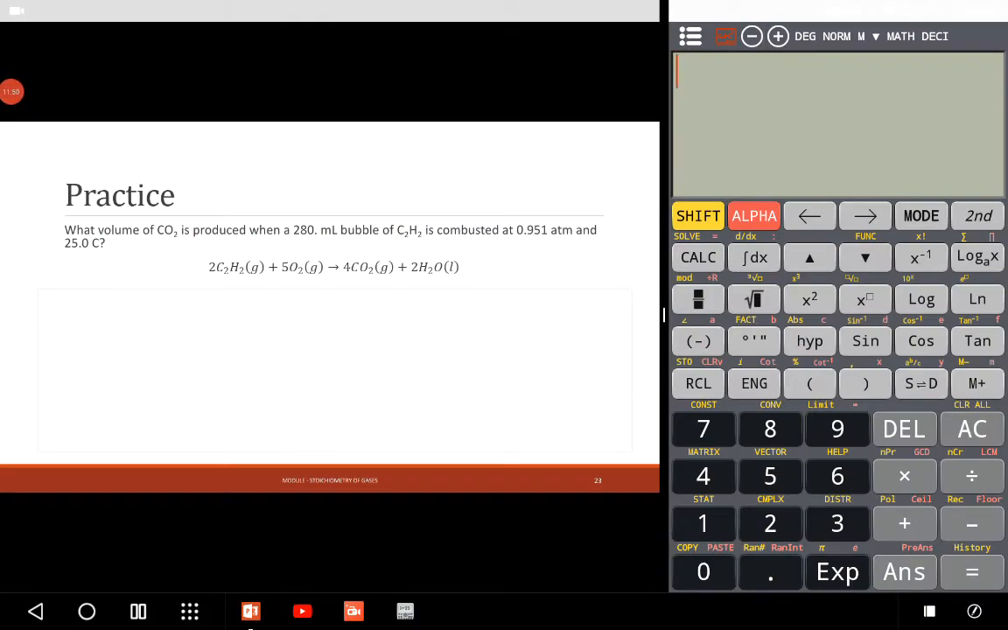Here's another practice problem for you. It says, what volume of carbon dioxide gas is produced when a 280 milliliter bubble of ethyne is combusted at 0.951 atmospheres and 25 degrees Celsius? Go ahead and pause the video and work this out.